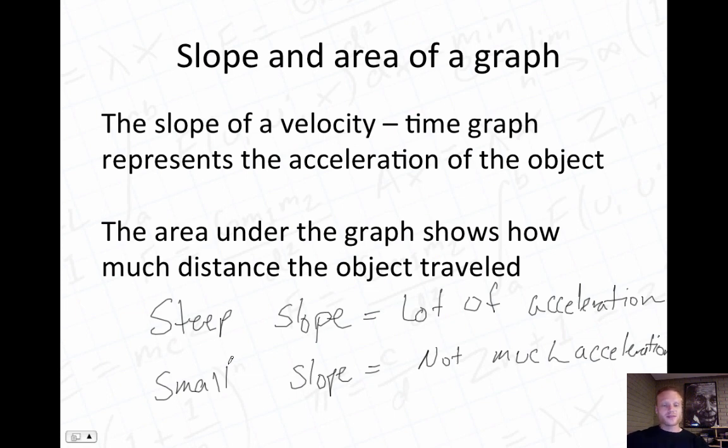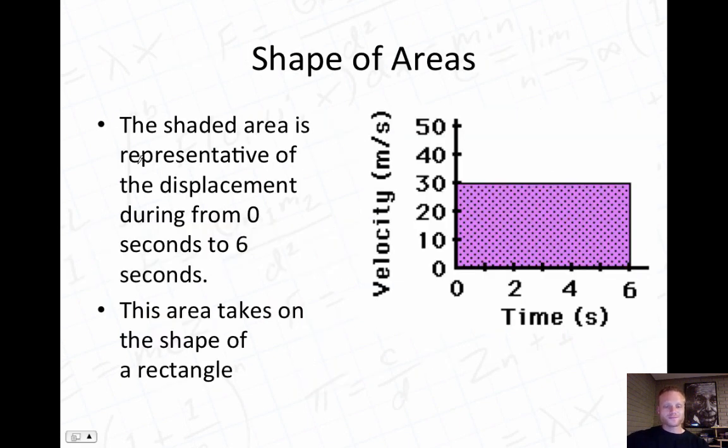Let's take a look at some different types of graphs, and what I'm really focusing in on is this piece here, the area under the graphs. That area under the graph can be used to determine how far the object traveled in that amount of time. So let's kind of talk about that.